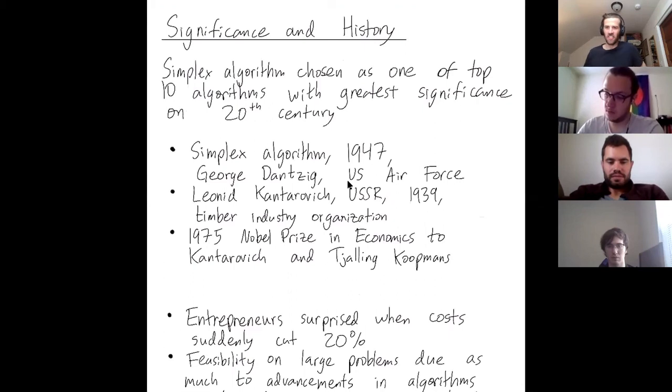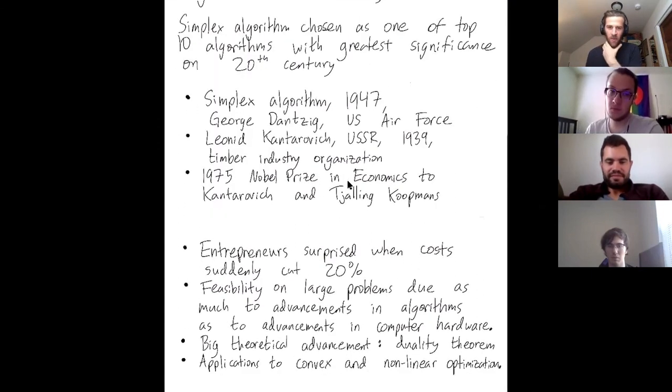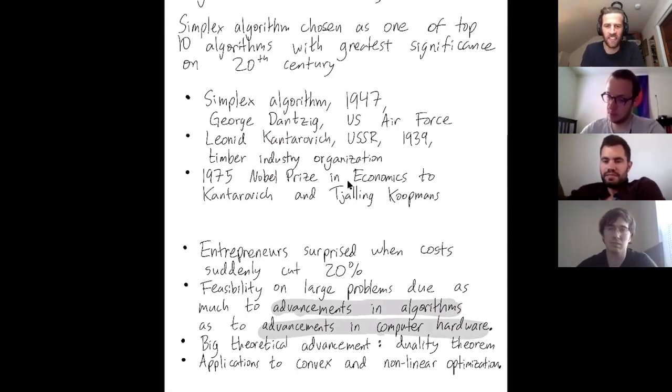When it came out, entrepreneurs and businessmen were very surprised when their costs were suddenly cut by up to 20%. They had a way of flowing concrete from St. Petersburg to Moscow, and they just did it by hand, whatever looked the best. And somebody came along and cut their costs by 20% overnight. The simplex algorithm is feasible on large problems. That's as much due to advancement in the algorithms as it is due to advancements in computer hardware. Maybe you've heard of Moore's law. Computer hardware debatably gets faster by a factor of 2 every so often. That's not what sped up linear programming the most. The most has been the development of algorithms, which is what we'll talk about in this class.